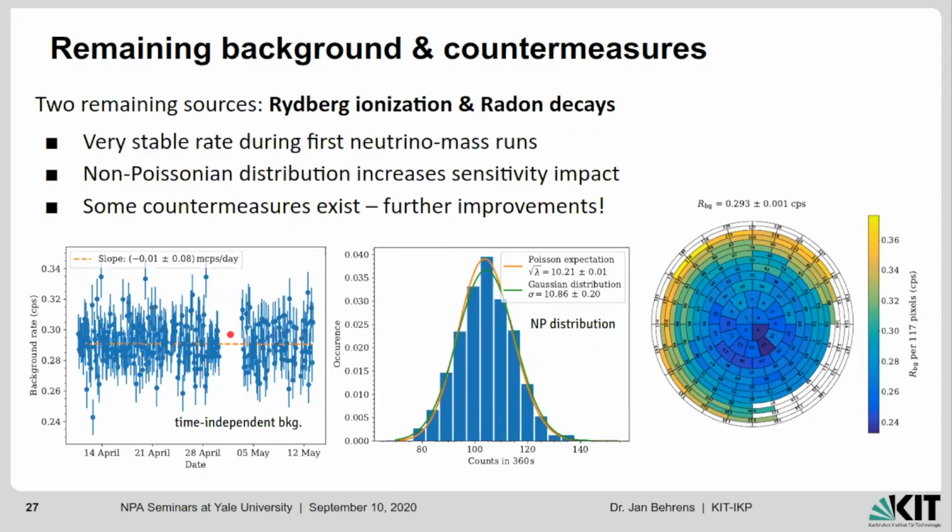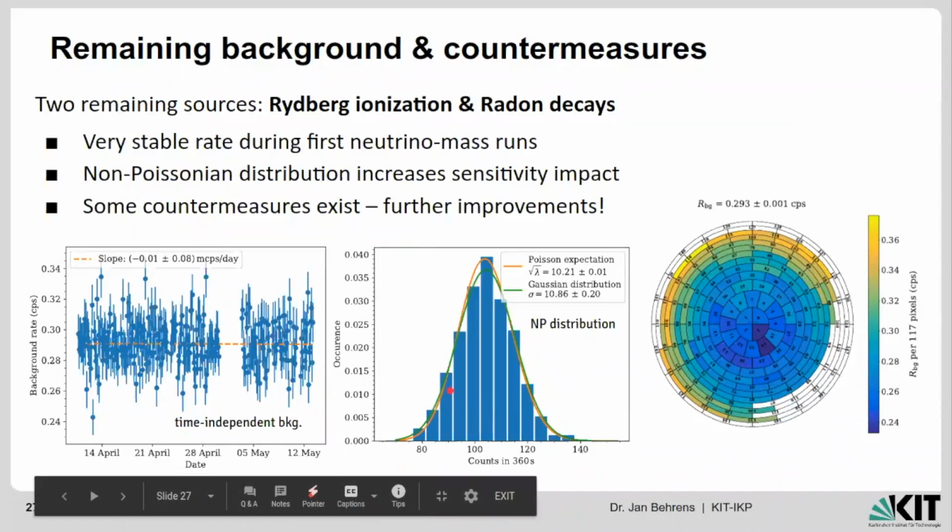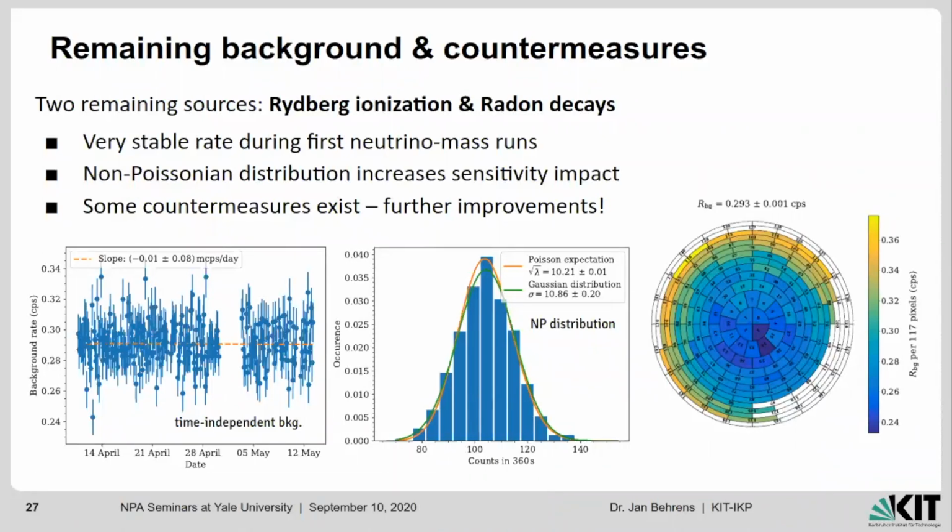However, we also did background measurements during the first neutrino-mass run, and we see a very stable rate, as you can see here. And we also find that the background is not exactly Poisson distributed, but there's a slight non-Poisson contribution as well. And the problem with this non-Poisson distribution is that it increases the impact to our systematics. So this is one more reason why we should find ways to suppress this background component. And I already mentioned we have some countermeasures, for example, for the radon background, and we are also working on further improvements to reduce this background more and more as we are taking more data.